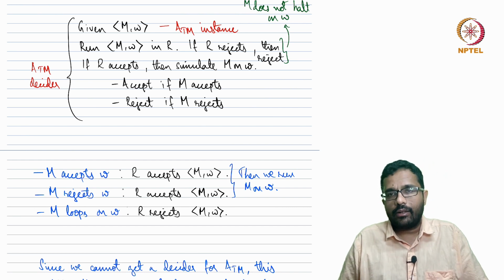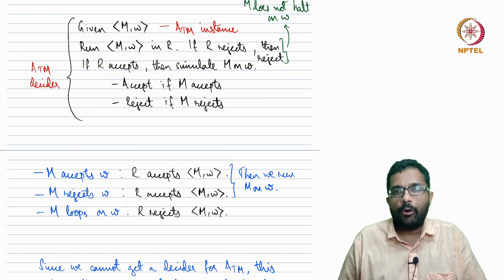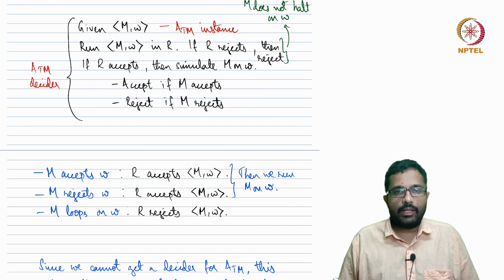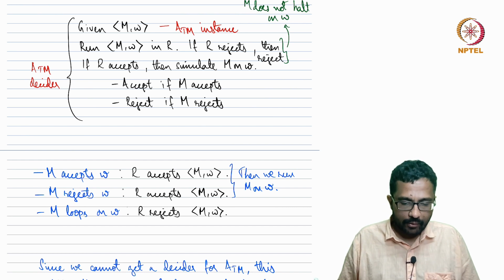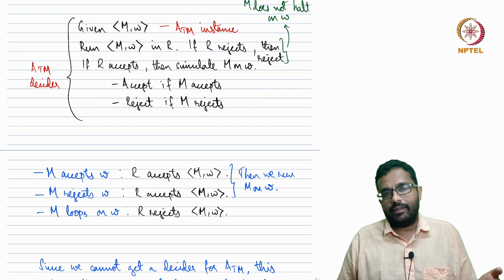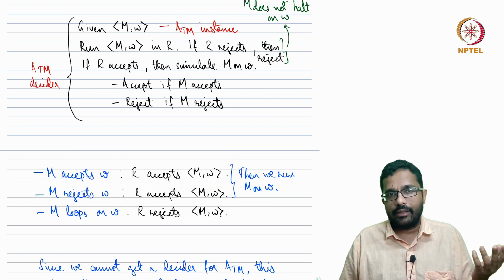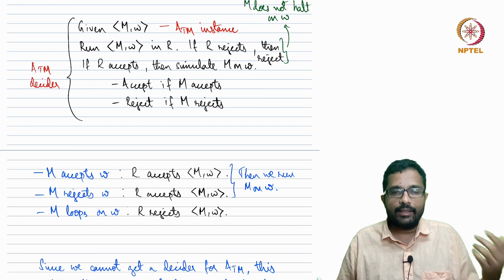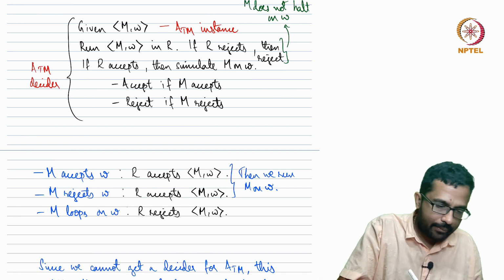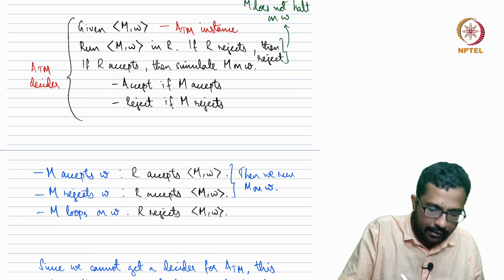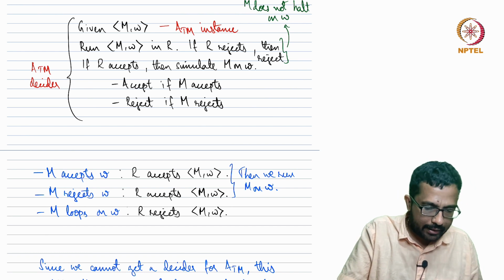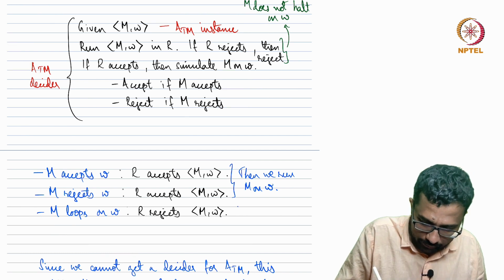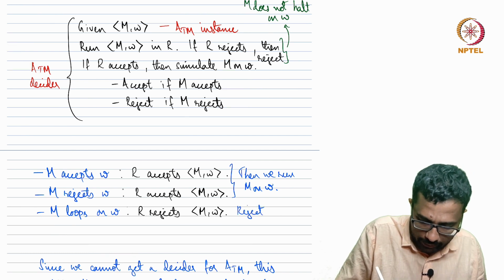Again we run M on W in that case as well. The only issue is when M loops on W. So then we want to reject the pair M comma W. So now this is made easy by the decider for HALT-TM, that is R. So we run R on M comma W first, right? So R rejects. So then we reject, right? So in this case also we reject.